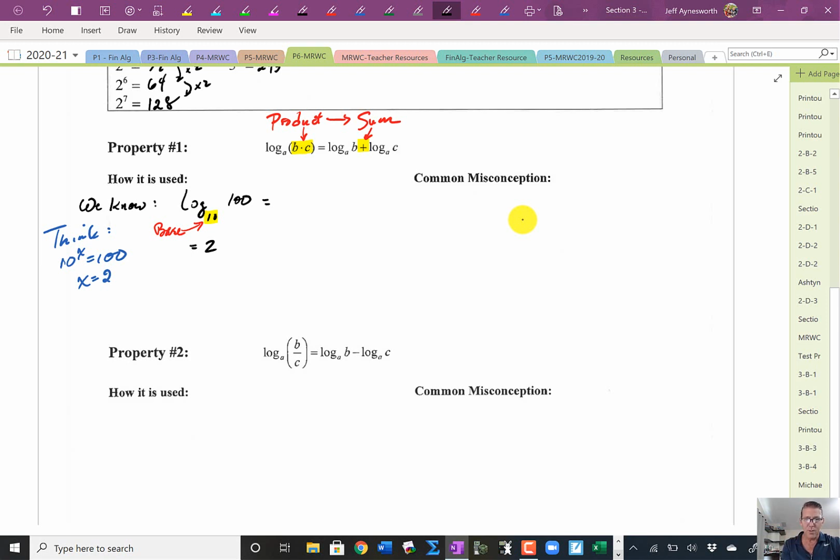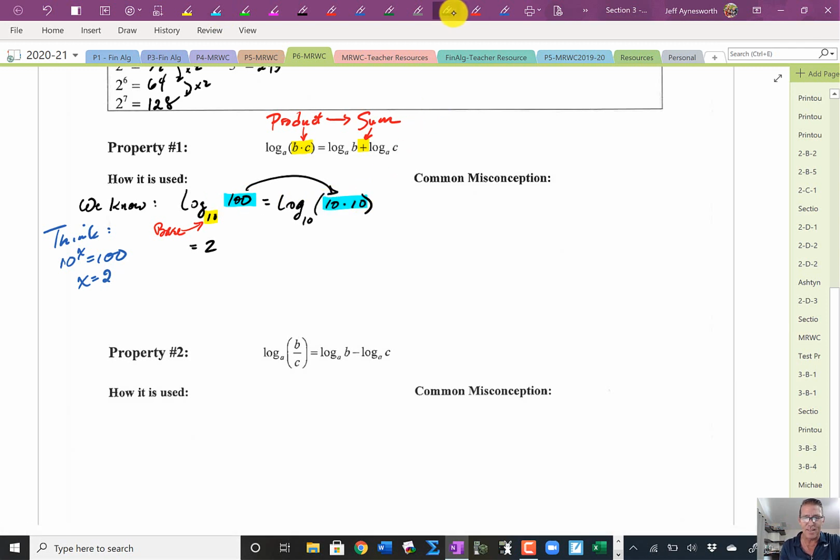Okay, so here we go. Log base 10 of 100. Well, we know that 100 is 10 times 10. So I can rewrite this as log base 10 of 10 times 10. Obviously 100 is 10 times 10. That's called the argument. 100 is simply 10 times 10.